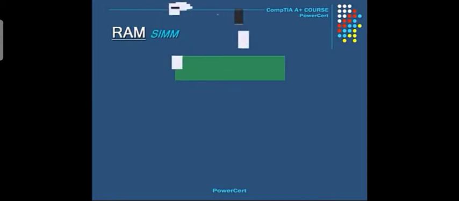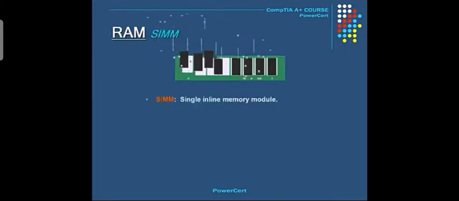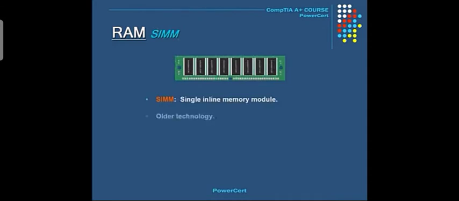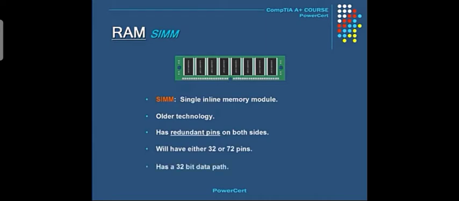Another type of memory module is a SIMM. SIMM stands for Single Inline Memory Module. A SIMM is an older technology and has since been replaced by the much faster DIMM. A SIMM also has pins on both sides like a DIMM, but in a SIMM the pins are redundant, compared to a DIMM which are independent. A SIMM will either have 32 or 72 pins, and a 32-bit data path.